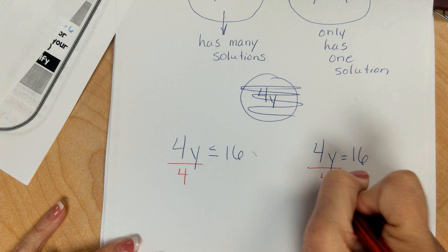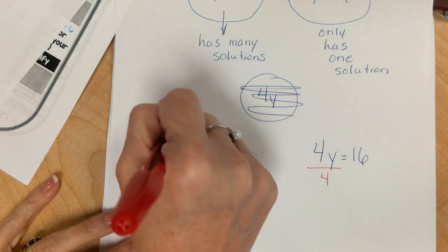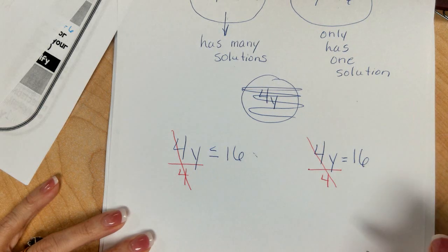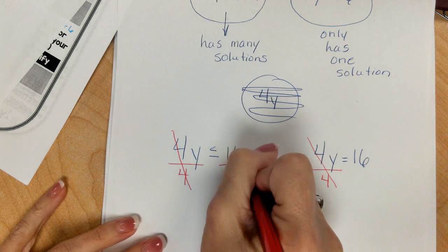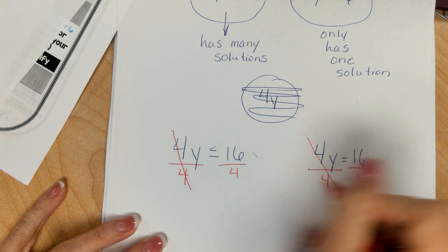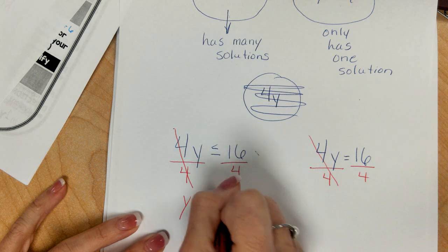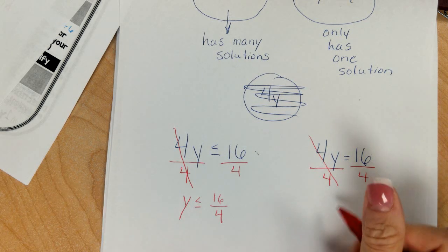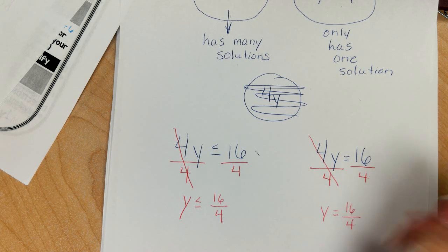Because 4 divided by... It's the opposite of what it's doing. So if you want to get rid of something, you have to do the opposite to get rid of it. So that means the 4's are now gone. But whatever you do on one side, you have to do on the other side. So if I divide by 4 on the left side, then I have to divide by 4 on the right side. So now I end up having y is less than or equal to 16 divided by 4. This side I have the same thing, except it's y is equal to 16 divided by 4.